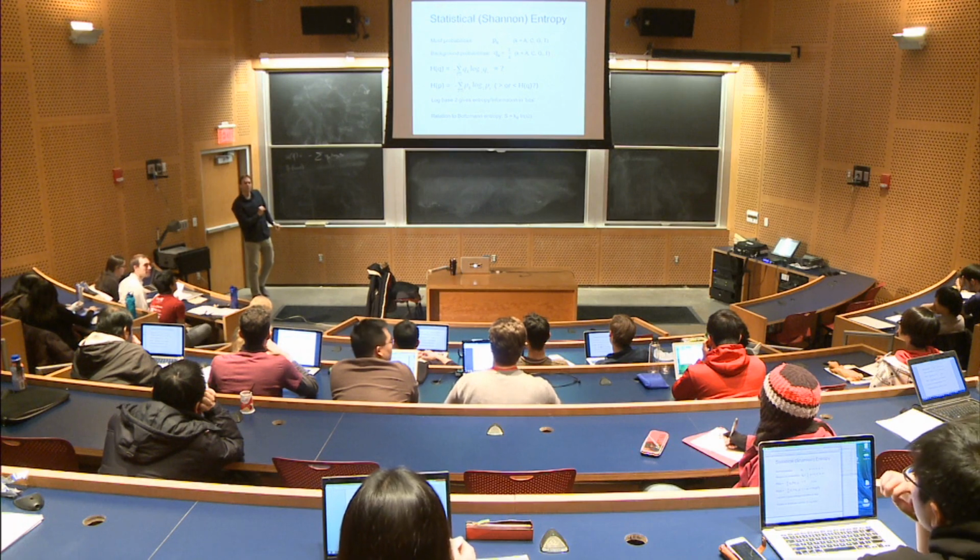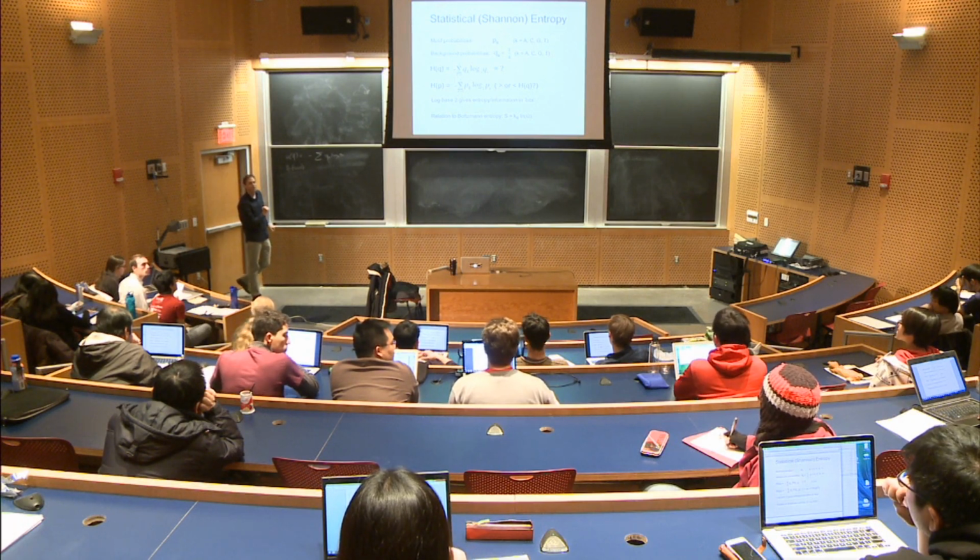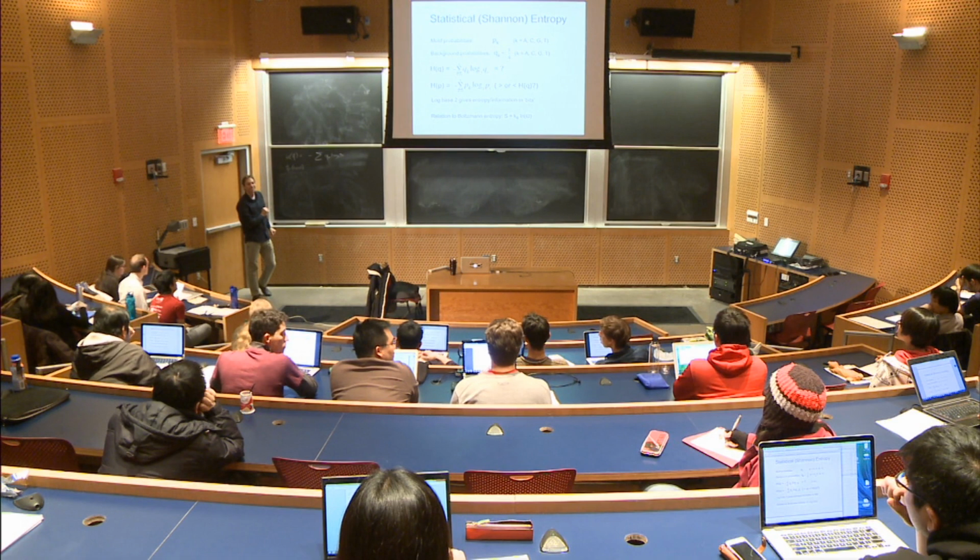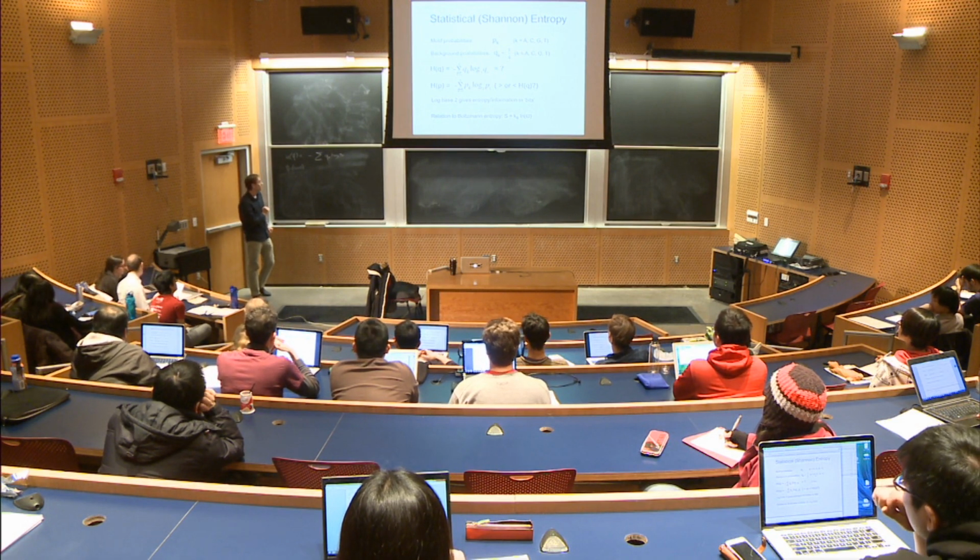What was your name? William. William. So the entropy would be 0 because the vector is deterministic, but there's no uncertainty.